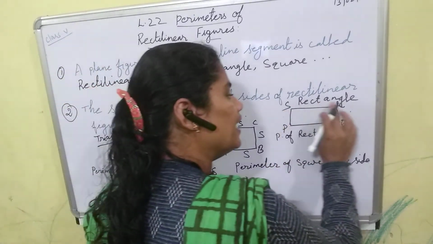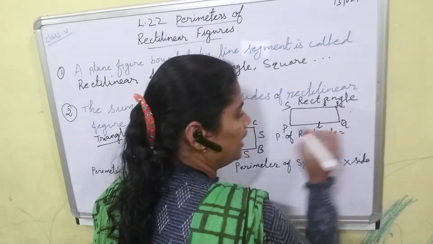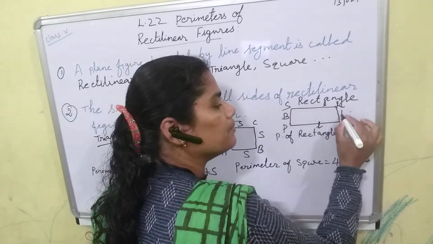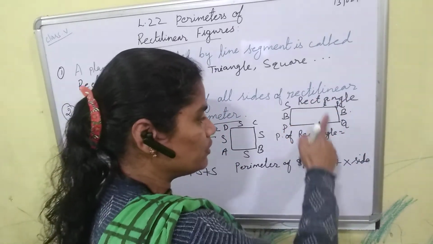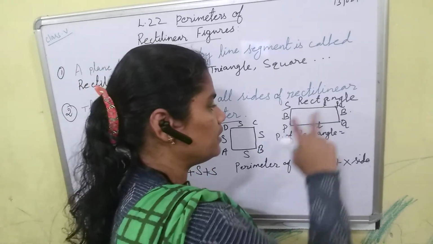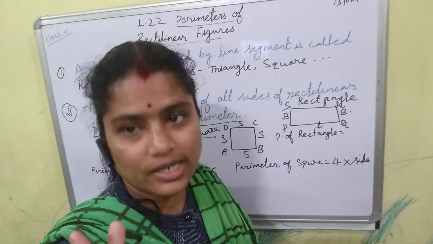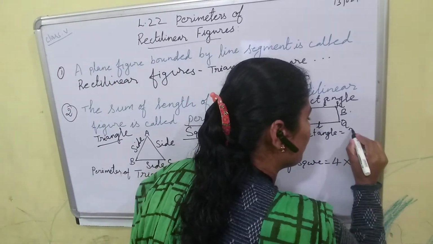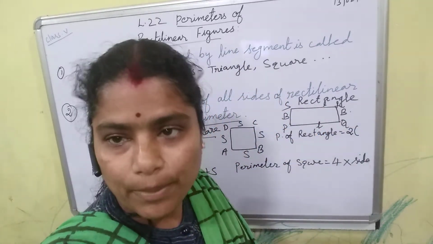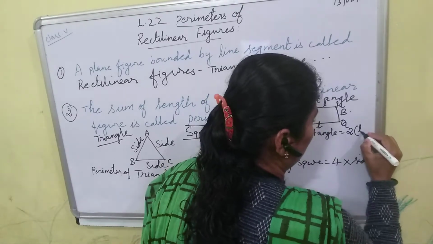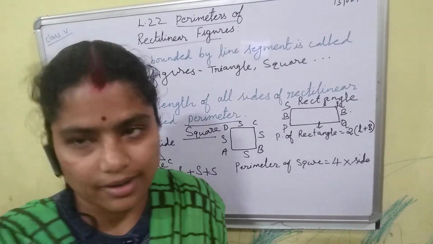This is called length, L. This is called breadth, B. Two sides are length and two sides are breadth. Opposite sides are equal. So 2 bracket, what are the two sides? L plus B. This is the perimeter of the rectangle.